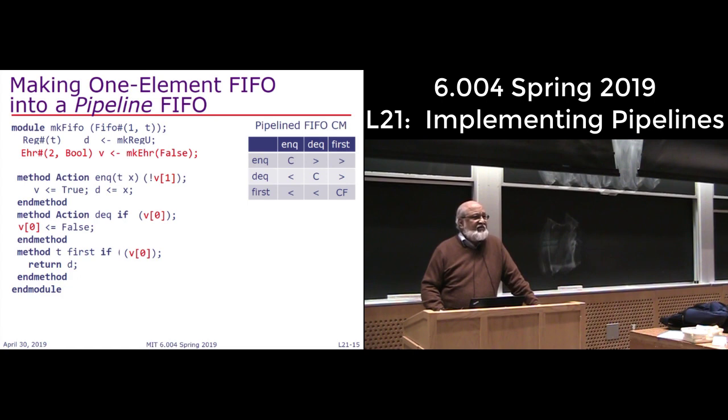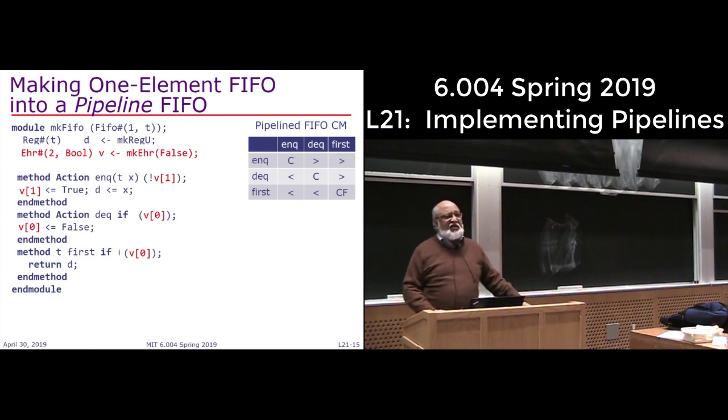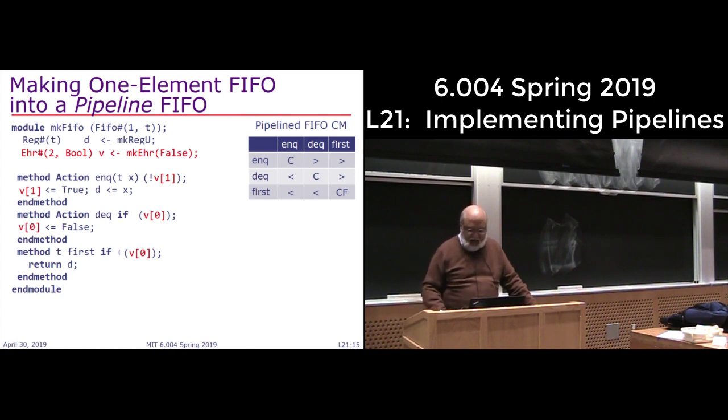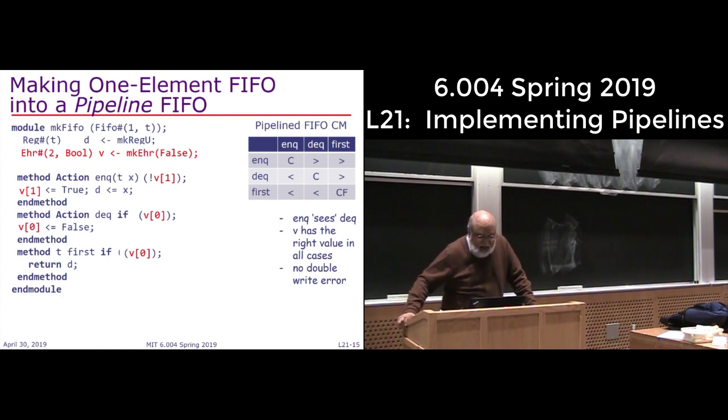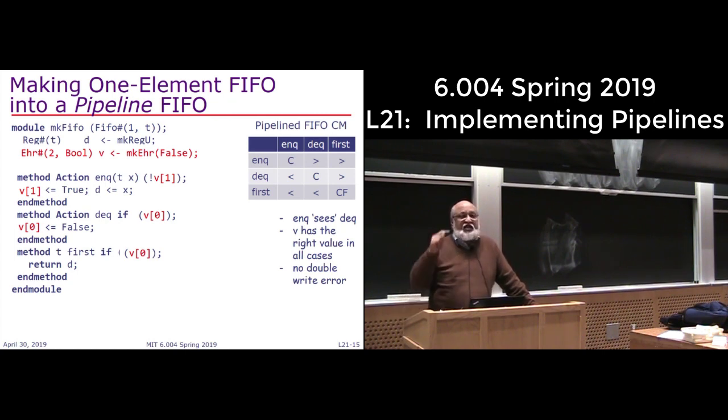The moment you replace something by an EHR, then for every occurrence of it, you have to attach either a 0 or a 1 to it. And here NQ will be NQing in V1, which is only visible in the next cycle, because that's the final value that you got over here. So as you can see, the NQ sees DQ. V has the right value in all cases. There is no double write error because writing in different ports is regarded okay in this case.